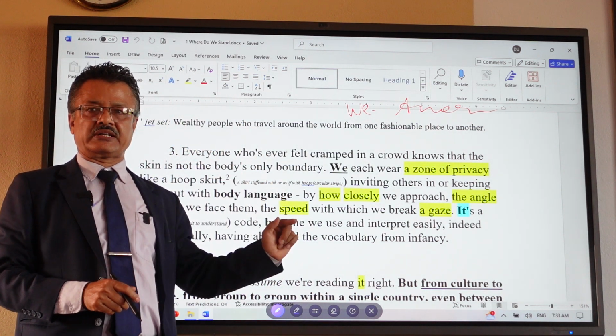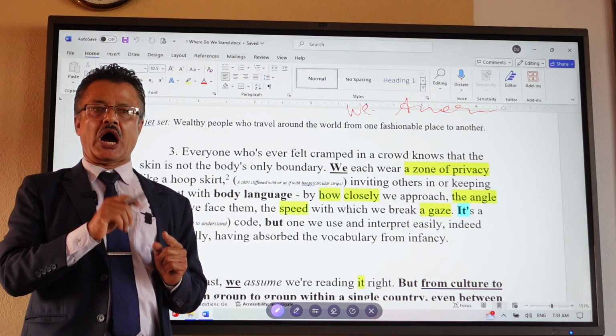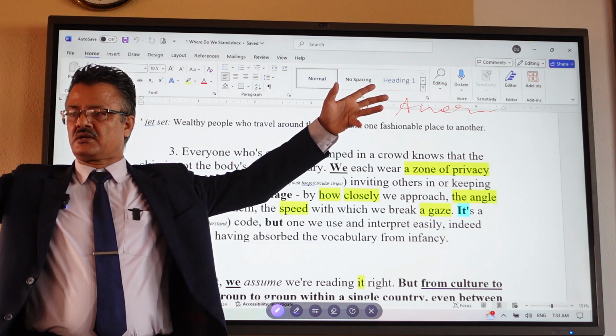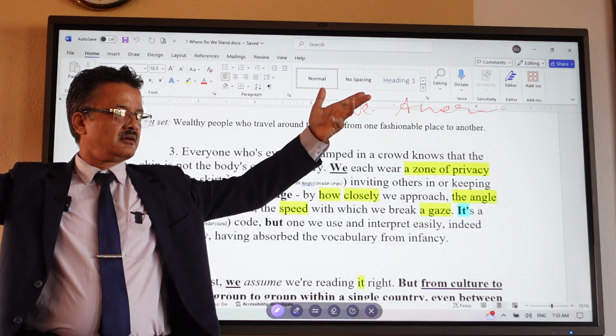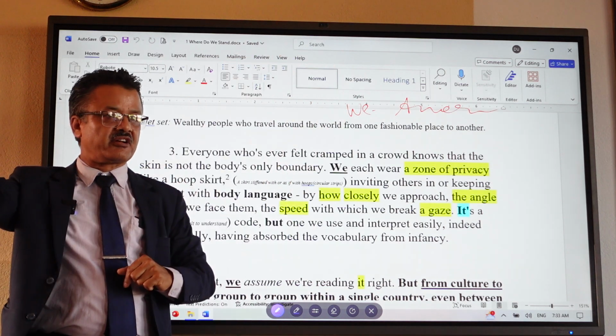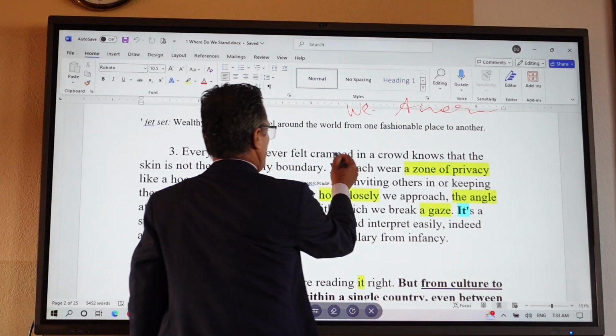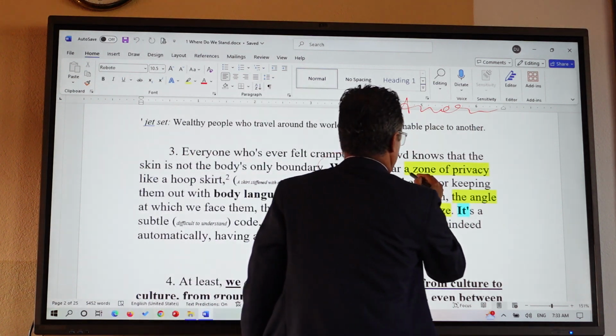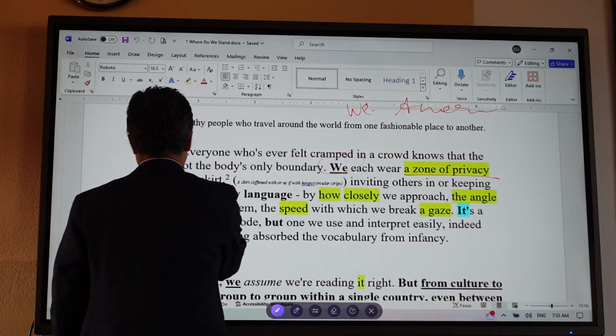This essay was written by an American for the American. This essay was written for those Americans who go out of America to other countries for business and diplomacy. And she wrote this essay to make them aware of cultural assumptions in other countries. So this is the word we. Now she talks about zone of privacy like a hoop skirt.